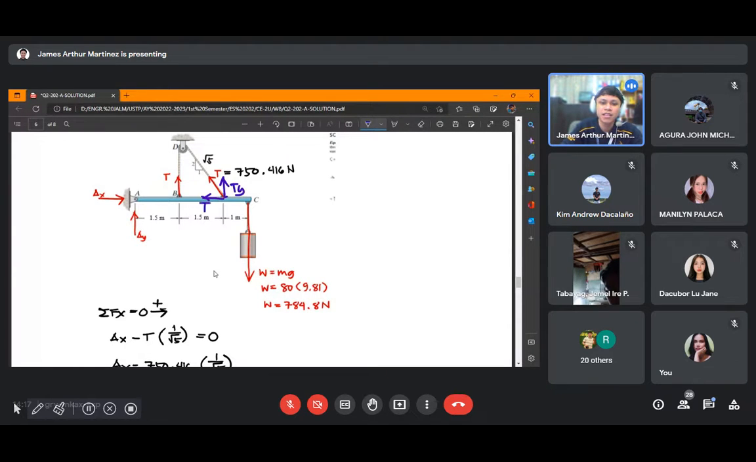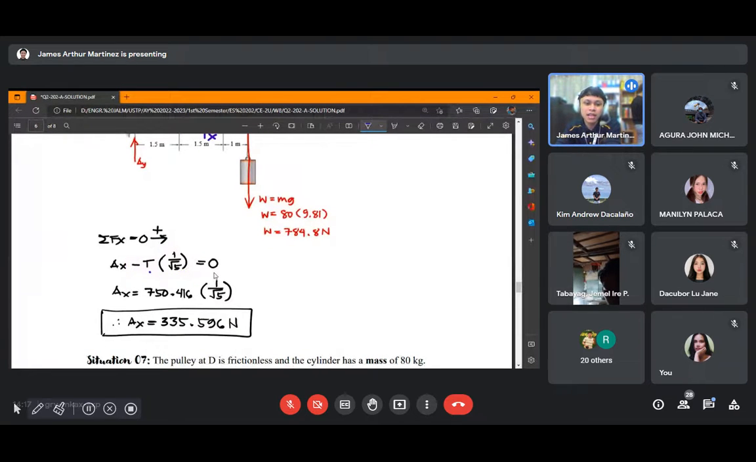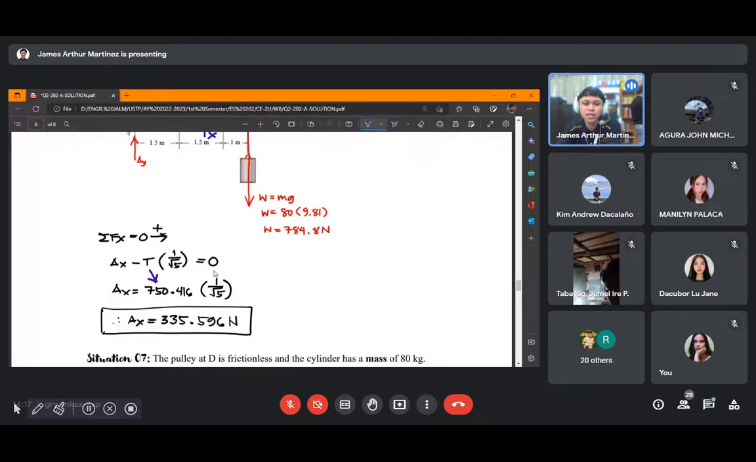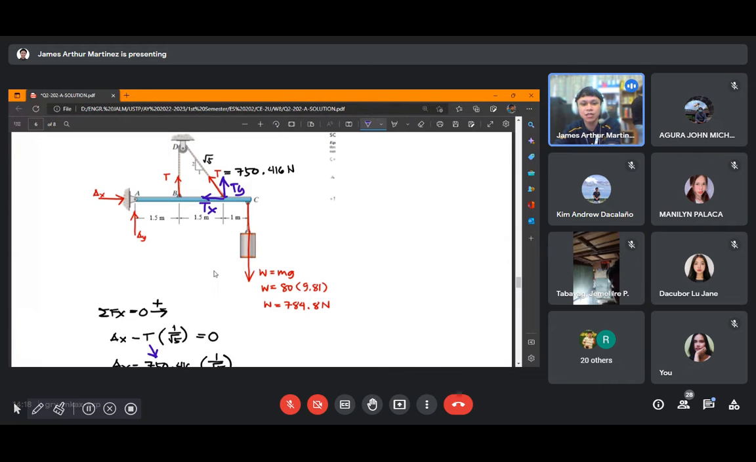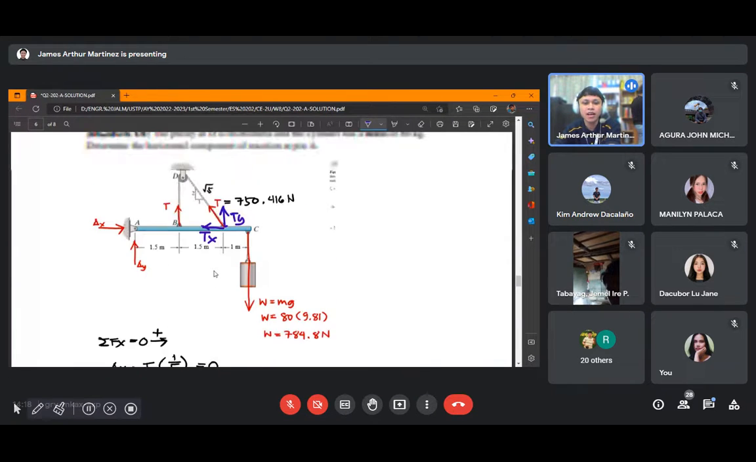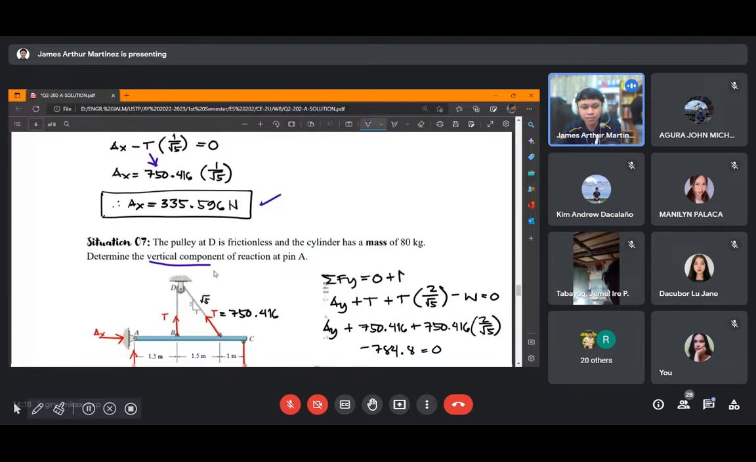So you have Ty and Tx. So Tx is to the left, that's why nag-minus ta diri. Then Ax is to the right, so positive ato ang convention. So T, ato naman siyang na-solve, which is 750.416 multiply by 1 over square root of 5, masolve ra gyapon nato si Ax. So Ax is just equal to 335.596 newtons. Okay, so this is the correct answer of our situation 6 problem.